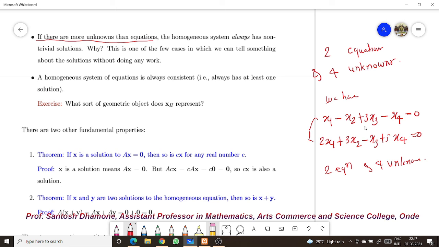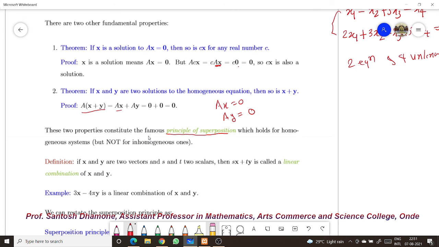These two properties constitute the famous principle of superposition, which holds for homogeneous systems but not for inhomogeneous or non-homogeneous systems of equations.